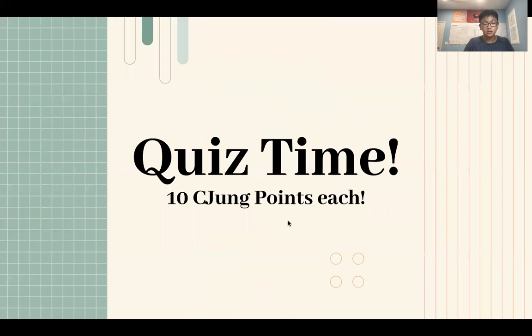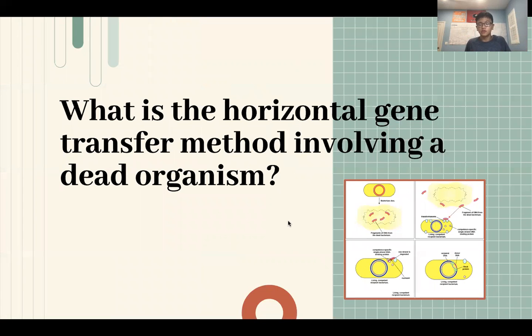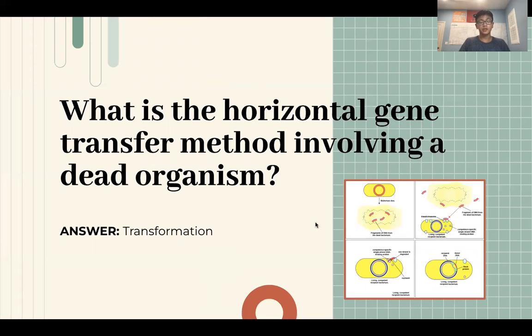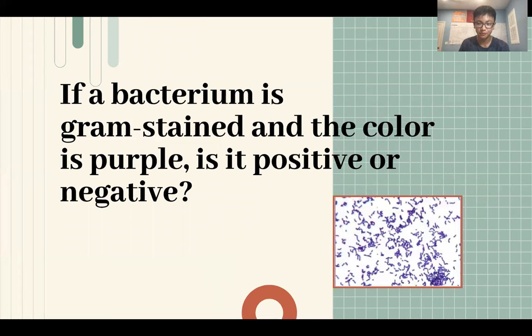Anyways, here are some quiz questions that you can choose to pause this video and answer. What is the horizontal gene transfer method involving a dead organism? I'm going to give you 5 seconds to answer this, or you can pause it. This is transformation, and again, remember this is when a bacteria either dies through apoptosis or is destroyed in a lytic cycle by a bacteriophage. So it's transformation. Sorry, I showed the answer to the previous one. Hopefully you didn't see that.